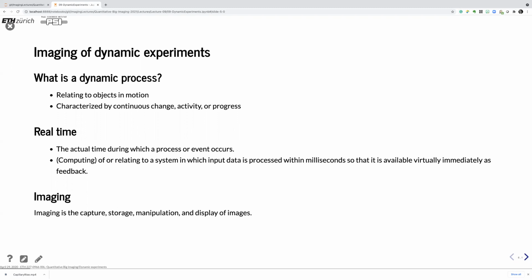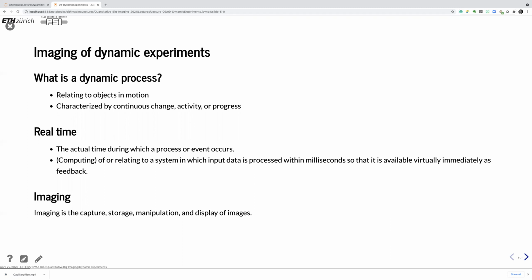You can have some simplified real-time feedback or quasi real-time feedback, but usually the analysis is something you do offline after the experiment. And of course, we have the imaging part here that you should be able to capture, store, and manipulate and display the data that comes in. In particular for real-time experiments, it's the frame rate and storage capacity, which is important to think about.